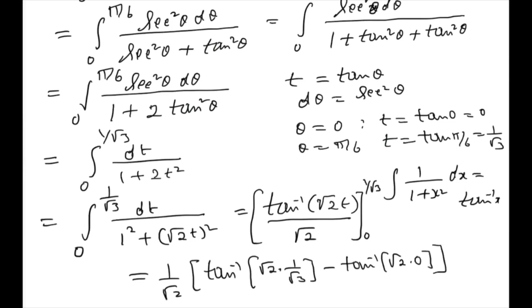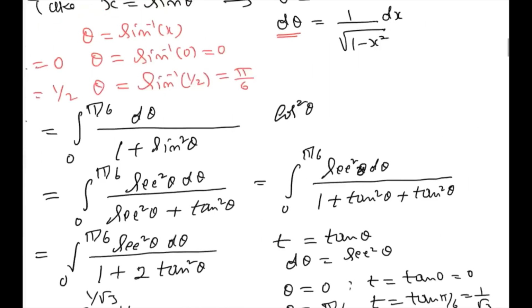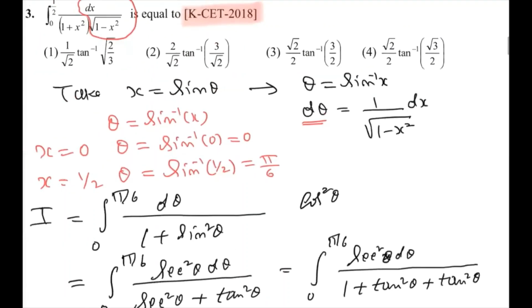So that becomes 0. So we'll be left with 1 by root 2 tan inverse of root of 2 by 3. So the correct option is the first option.